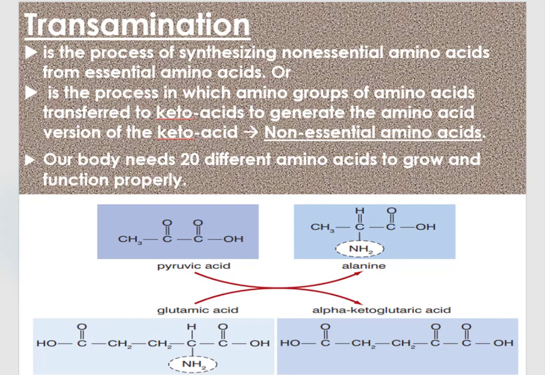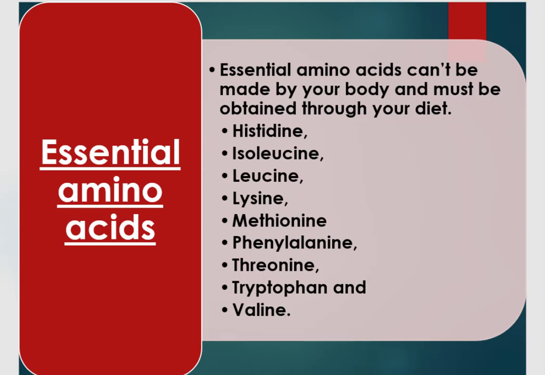Our body needs 20 different amino acids to grow and function properly. These 20 different amino acids can be categorized as essential and non-essential amino acids. Essential amino acids cannot be made by our body and must be obtained through our diet. These essential amino acids are histidine, isoleucine, leucine, lysine, methionine, phenylalanine, threonine, tryptophan, and valine.